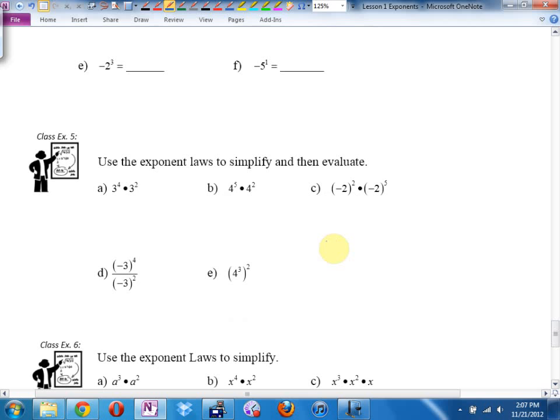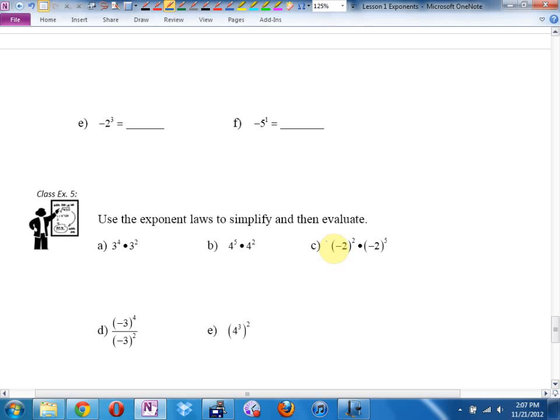A few more, we're done. E. What would negative 2 to the 3rd be? This would be 2 times 2 times 2, then make it negative. Negative 8.